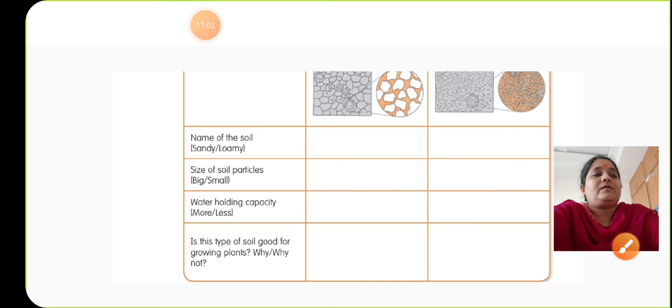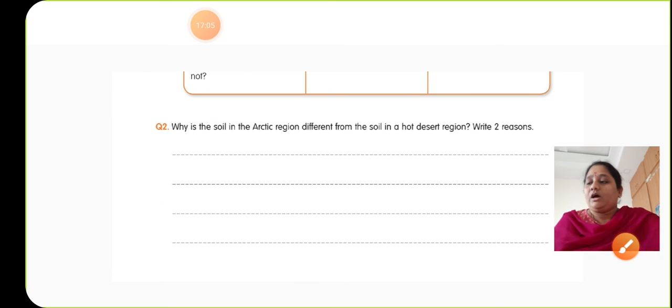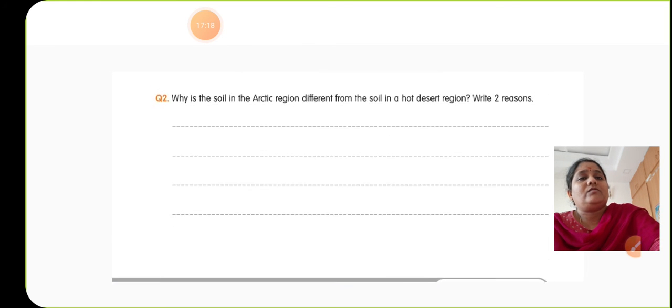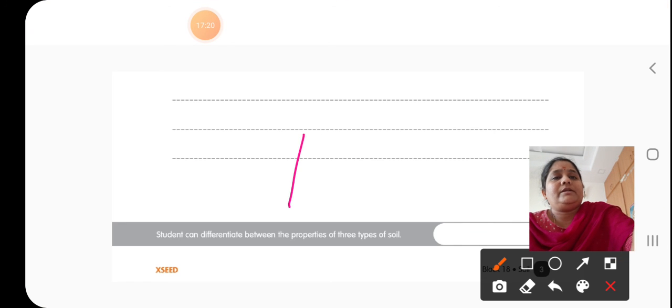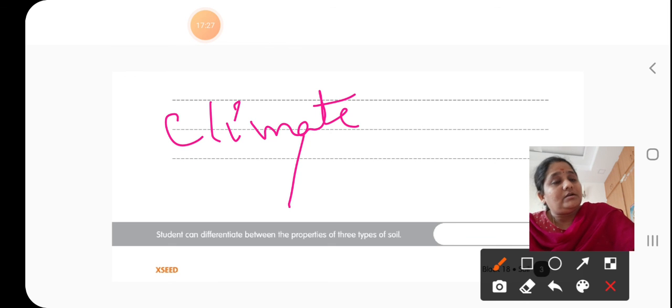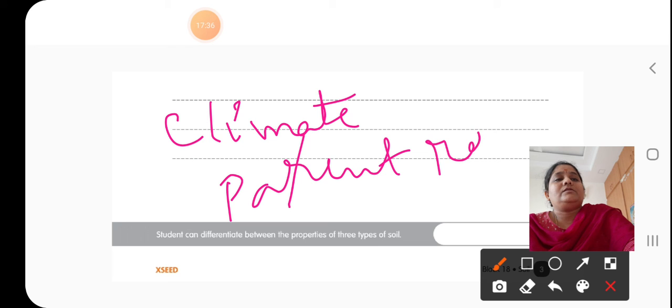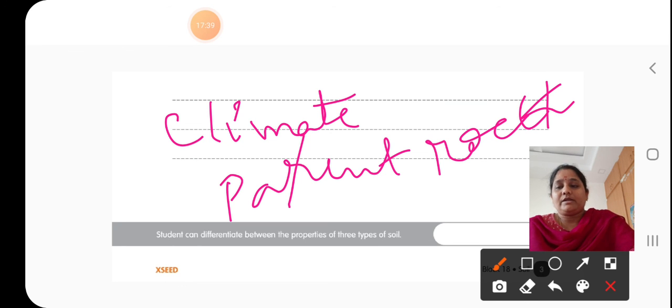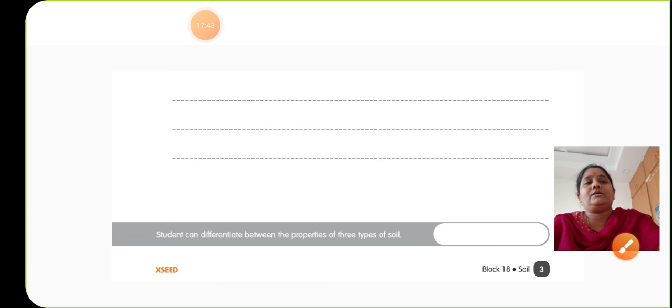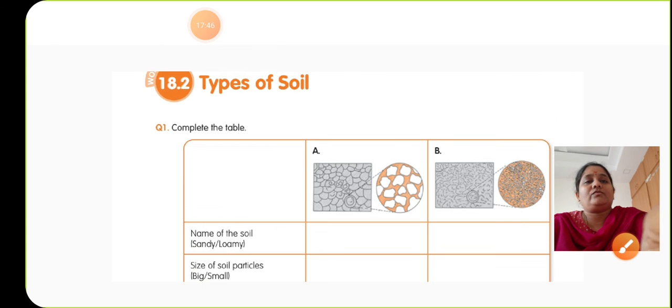Okay, so now let us move to the next question. Why is the soil in the Arctic region different from the soil in a hot desert region? Write two reasons. The two reasons: one is the climatic change. In the Arctic region, we have a cool climate, whereas in the desert area, we have a hot climate. And the second one is the parent rock material present in those areas. These are the two reasons why the Arctic region soil is different from the desert area or other parts of our earth.